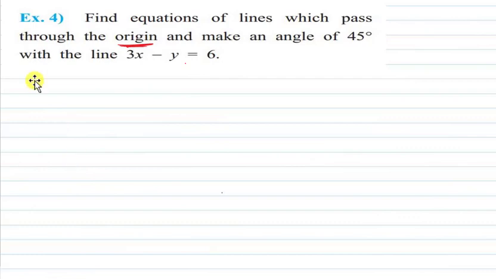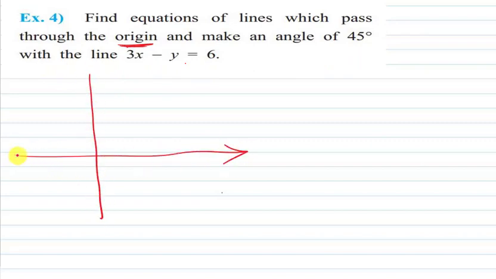Next. Now the next question. Find the equation of the line which passes through the origin and makes an angle of 45 degrees with the line 3x minus y equals 6. Here let's suppose this is my y axis, this is my x axis.